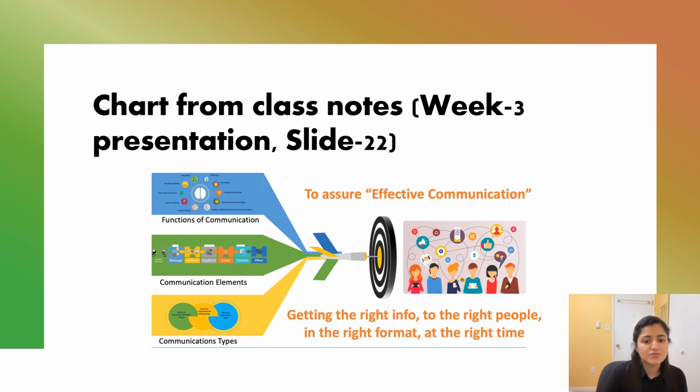So this is the chart from the class notes. This is the chart from the week 3 presentation, slide number 22. It states that if all the functions of communication, elements and communication types are taken into consideration, and then taken into a joint effect, then it will always result in effective communication. It is about getting the right information to the right people in the right format and at the right time. This is the main purpose of communication.